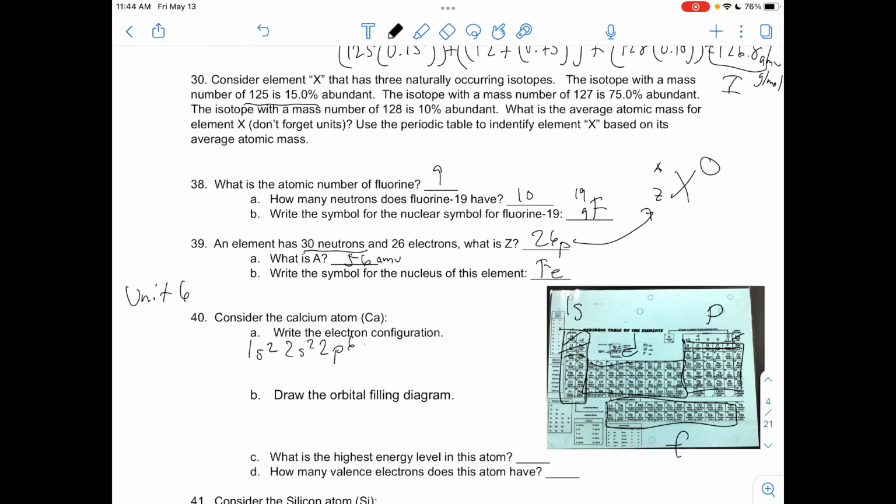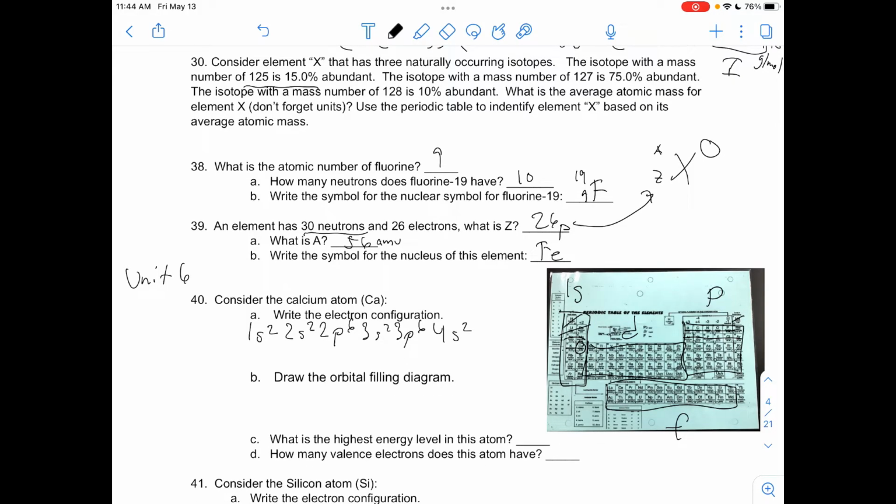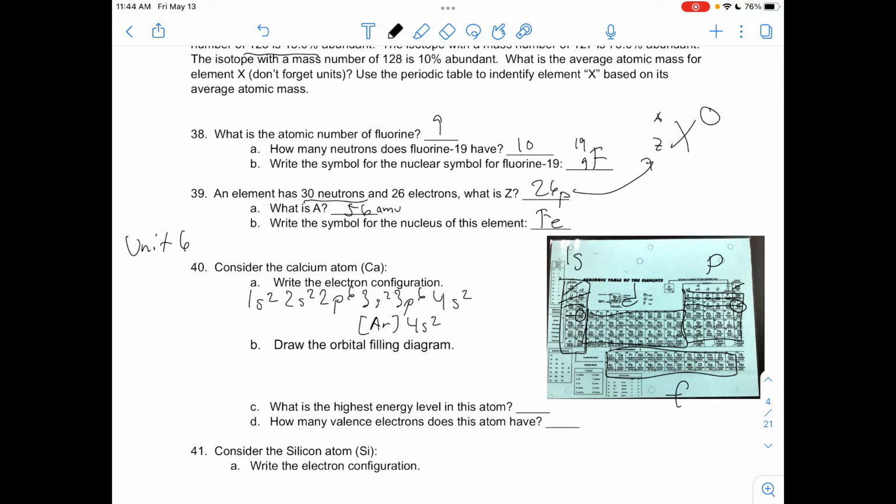And then sodium and magnesium would be 3s2. Aluminum to argon, 3p6. And then we can finally get to calcium, which would be 4s2. Second atom in row 4 in the s area. If I were to write shorthand, you would just put the noble gas that is right above it, so argon, and then 4s2.